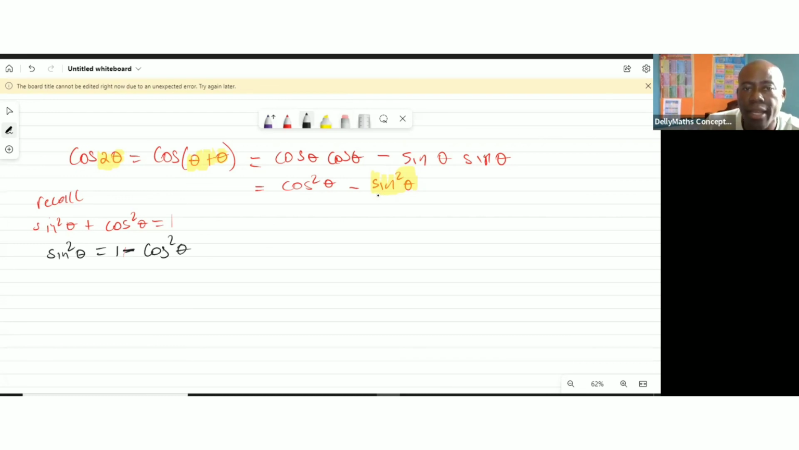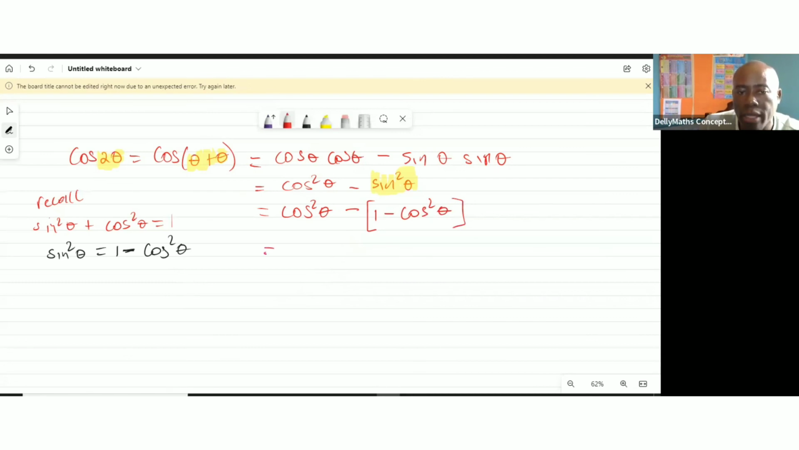So this is what I'm saying. I want to recall that idea, take that idea, and plug it right here. So I have cos squared theta minus, open bracket, instead of sine squared, I'm going to put 1 minus cos squared theta right there. So you could see that substitution going on.